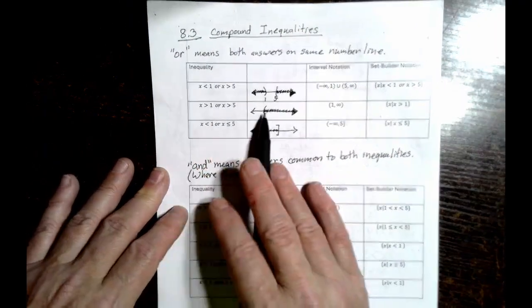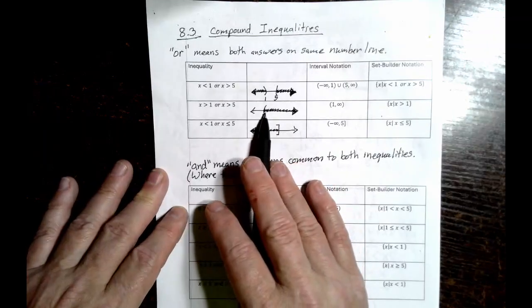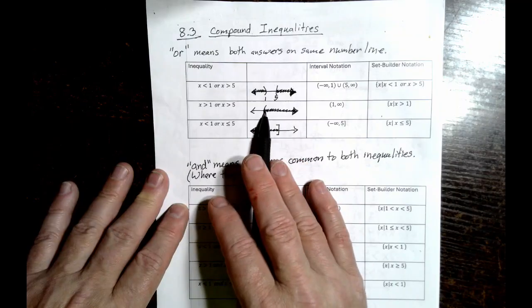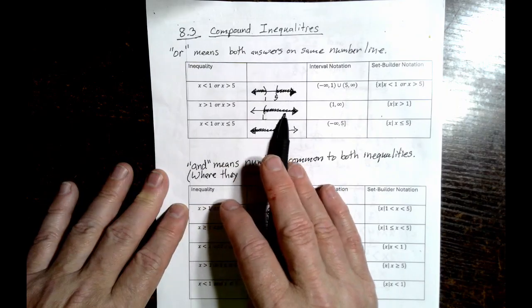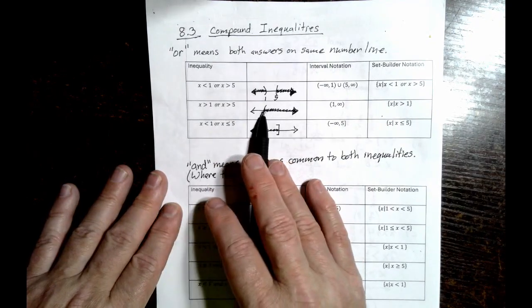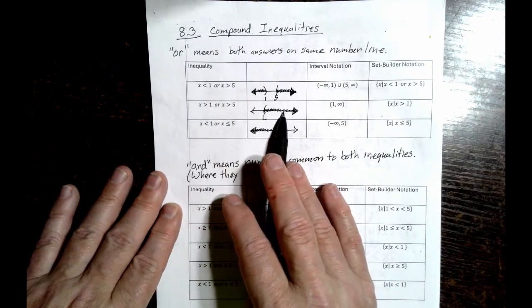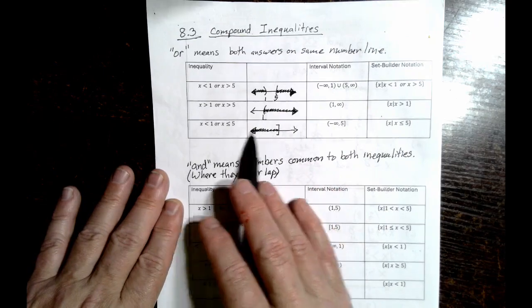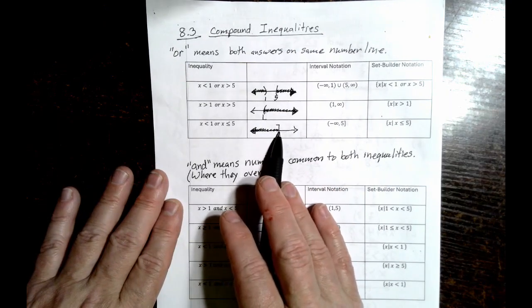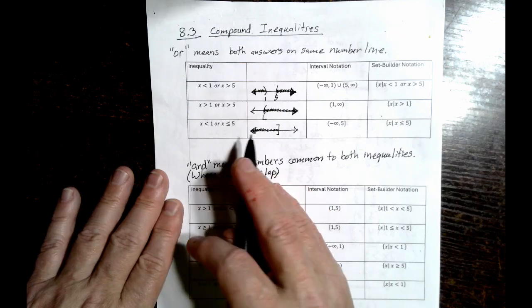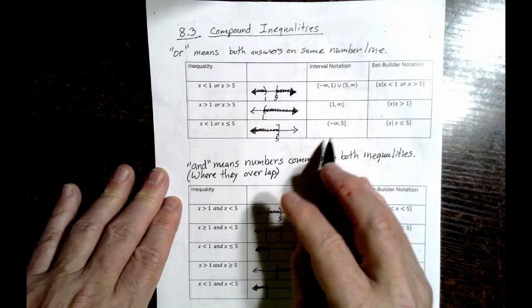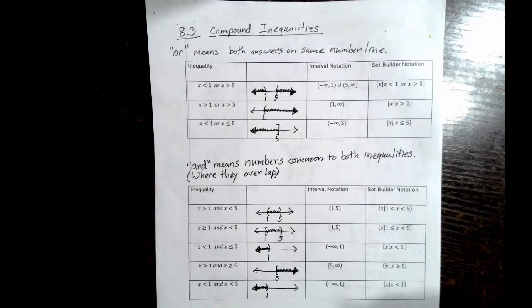Now, if they both happen to be greater than 1 and greater than 5, it tends to be the one that ends up covering more of the line. So this is simply just greater than 1. Even though you have greater than 5, when you start with greater than 1, you're including greater than 5. And then if they're both less than, again, the one that's larger here is the one that you include. In this case, it's 5 or less, and minus infinity to 5 with a bracket there.